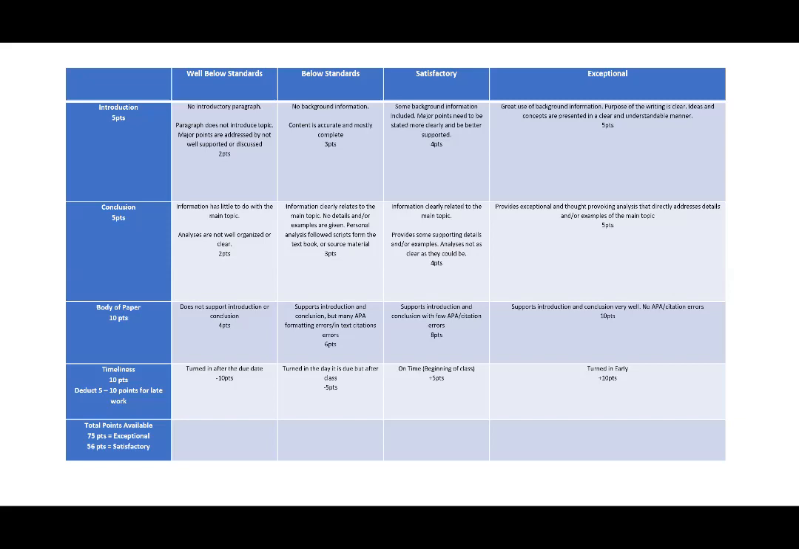It does say some background information included. Major points need to be stated more clearly and be better supported. And then finally, you can get 5, and that would be exceptional. What about your conclusion?